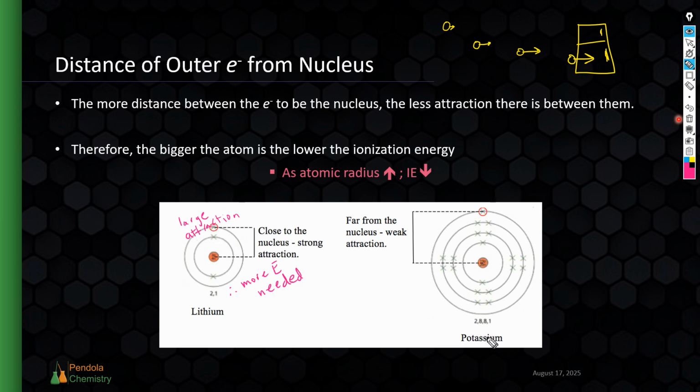On the other hand, if we look at potassium, which has 4 energy levels and it's a much larger atom, since that outer electron that we're removing first is so much farther from the nucleus, there's going to be a very weak attraction. Because that electron's farther away from the nucleus. If there's a weak attraction, therefore, less energy is needed. Less energy is needed to remove that electron.